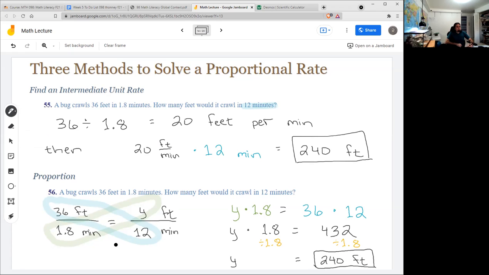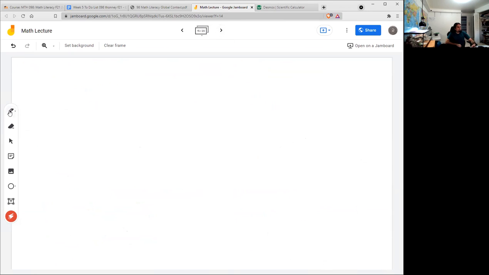Has Margaret given you the warning about the shortcut with proportions? No. Okay, so we just had a proportion.